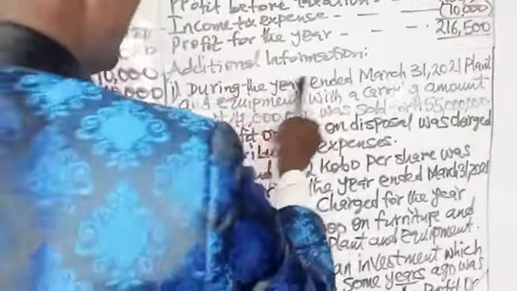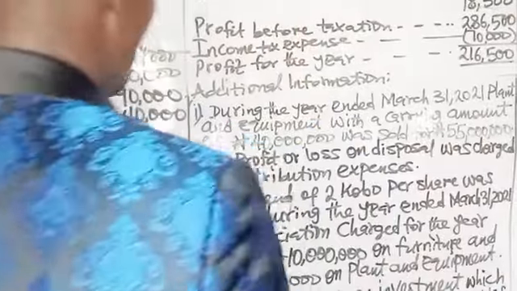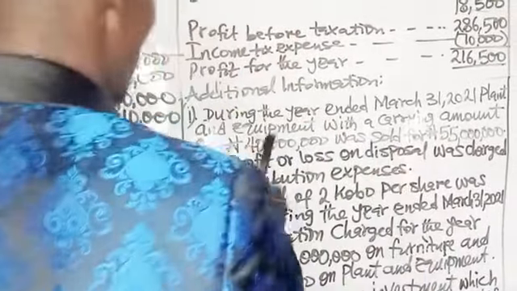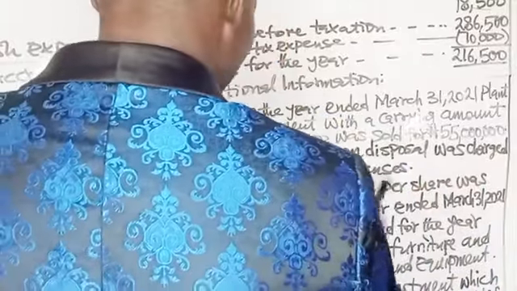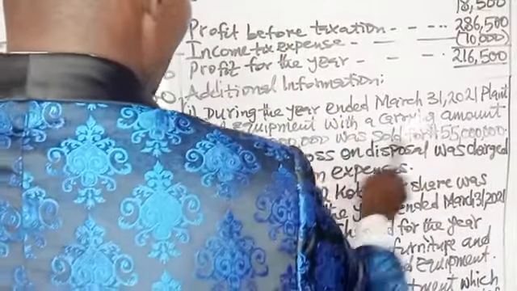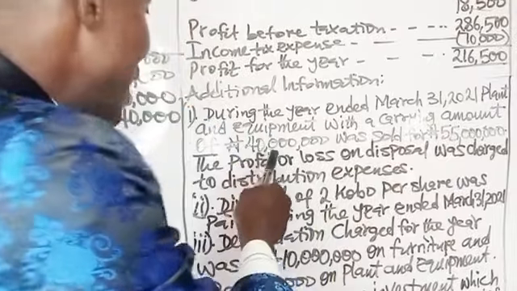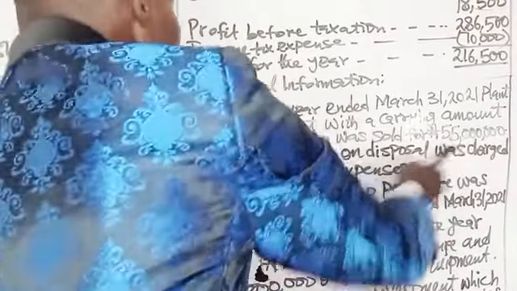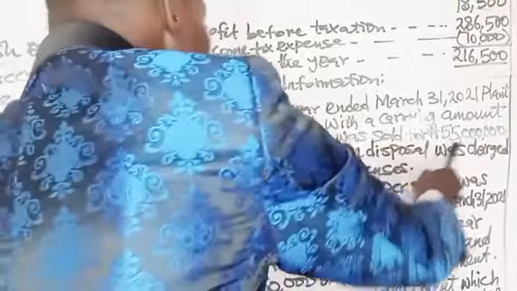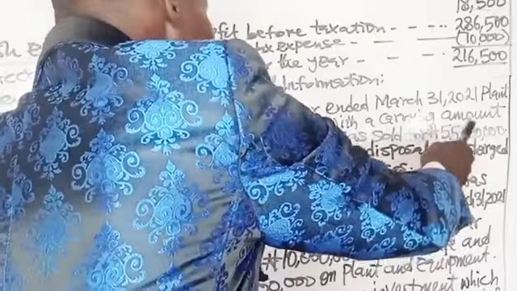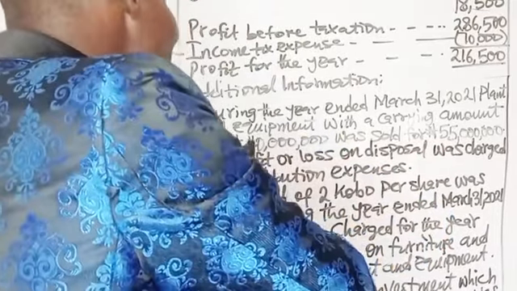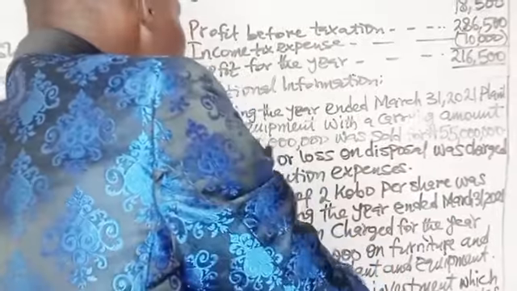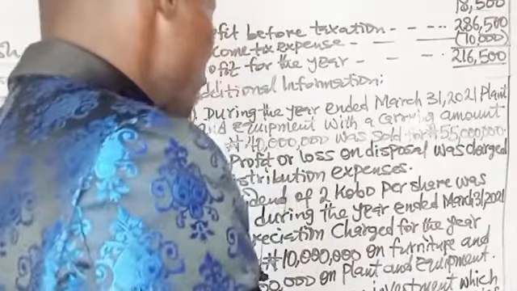Now, note 1. During the year ended March 31st, 2021, plant and equipment with a carrying amount of 40 million was sold for 55 million. The profit or loss on disposal was charged to distribution expenses. Now, the proceed is 55 million and the carrying amount is 40 million. The proceed is greater than the carrying amount. The excess of the sales proceed over the carrying amount is the profit from disposal. But where the carrying amount exceeds the sales proceed, that is loss from disposal.